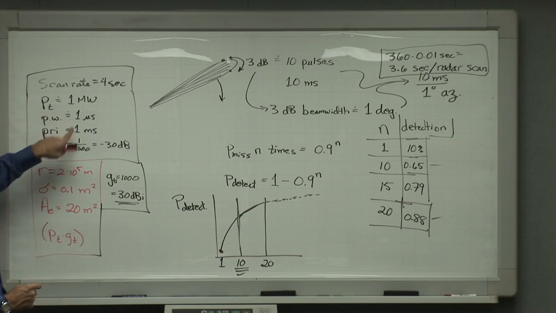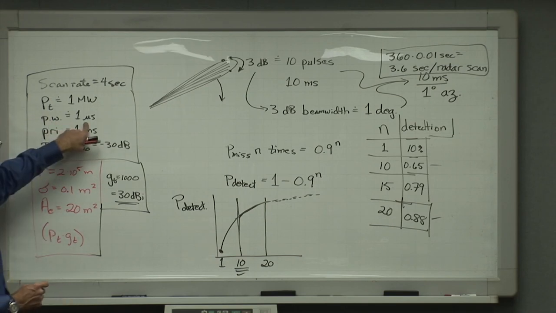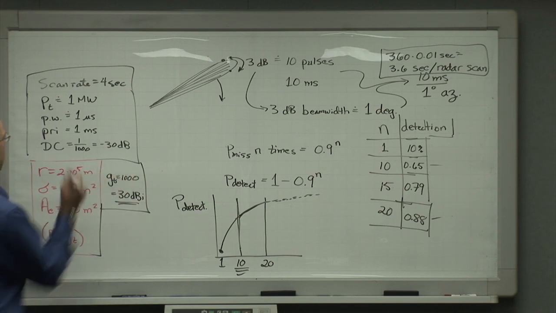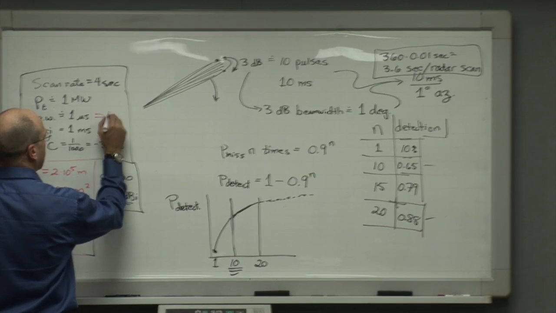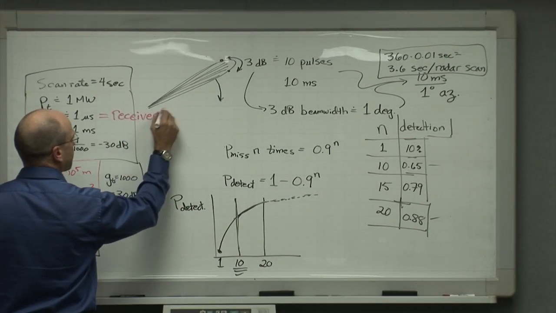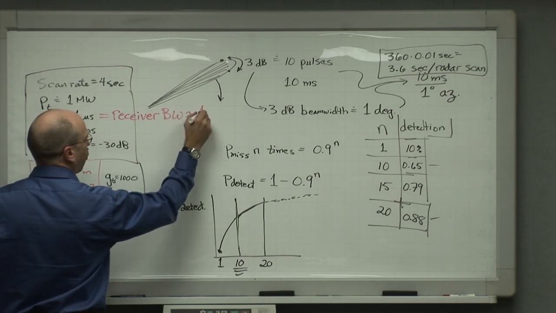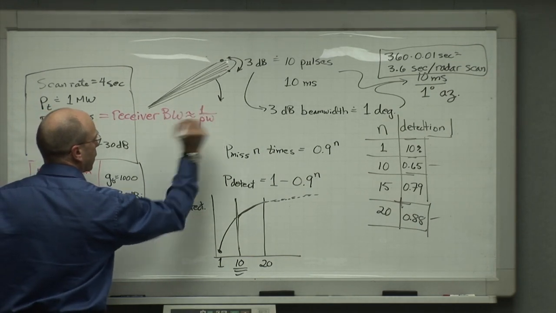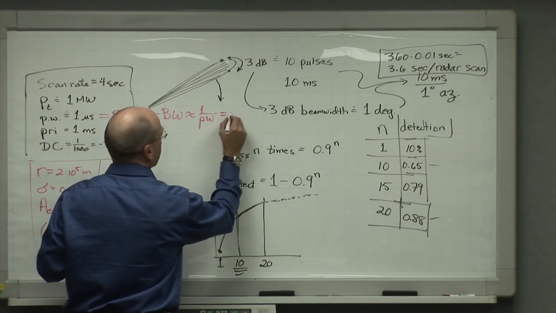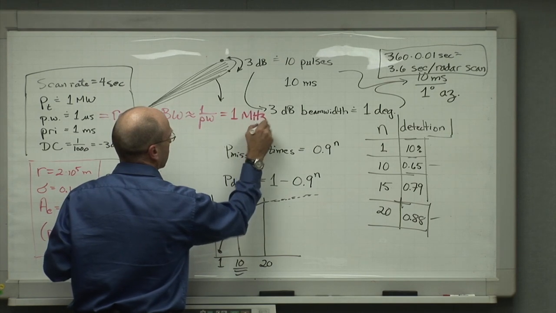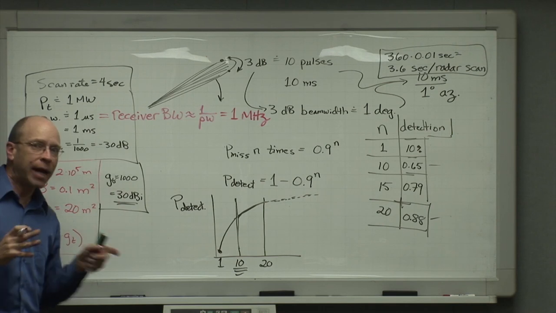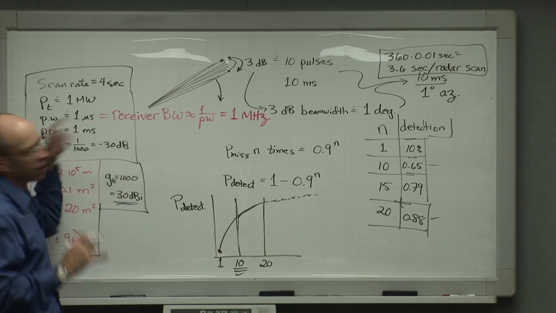Now, given that the pulse widths here are about a microsecond, so we can isolate objects to about 500 feet separation in space, then the matched filter bandwidth for the receiver should be about 1 over the pulse width. Get that from Fourier analysis. And that means 1 over a microsecond is about 1 megahertz. So the receiver bandwidth is going to be on the order of a megahertz because the pulse width is on the order of a microsecond.